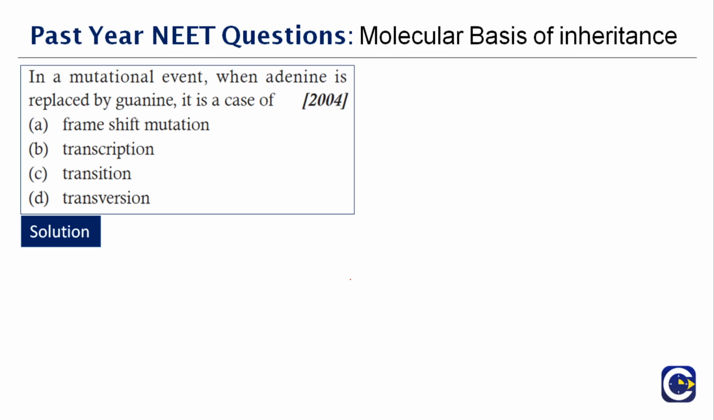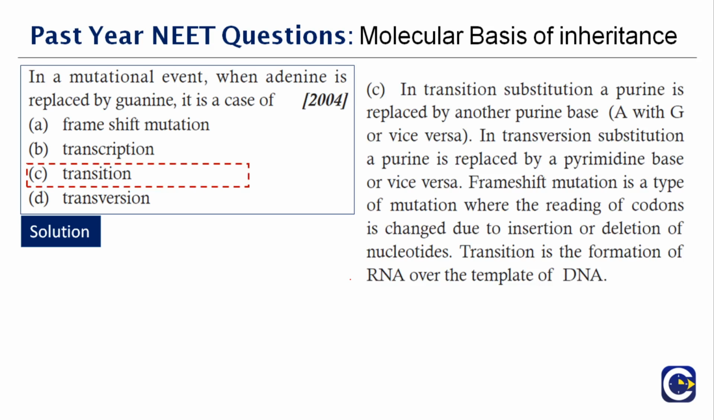Frame shift mutation is a type of mutation where the reading of codons is changed due to the insertion or the deletion of nucleotides, while transcription is the formation of RNA over the template of DNA. And when adenine is replaced with guanine, where you have both purines, therefore the right answer will be transition, which is option C.